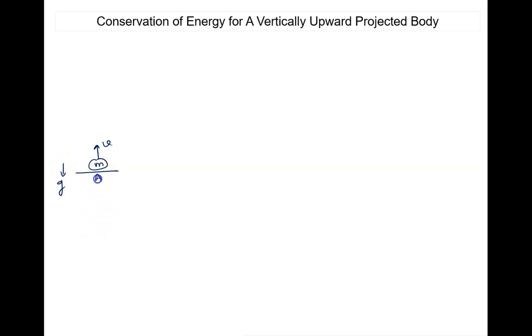This is point A, a reference level. At the reference level we will say potential energy will be 0 and the kinetic energy at point A is given by half mv square. So total energy at point A will be written as potential energy plus kinetic energy, that is 0 plus half mv square, which is half mv square.